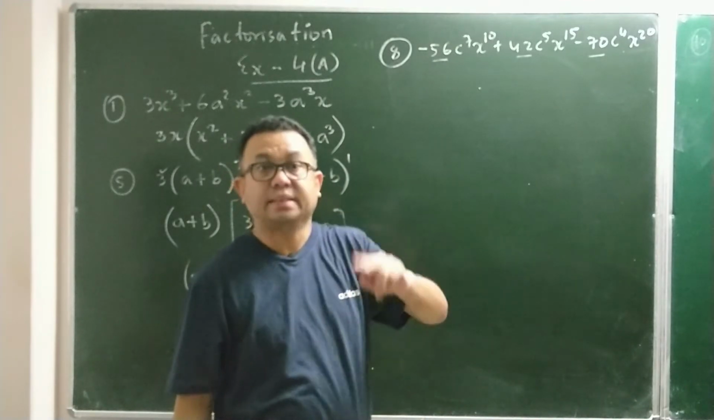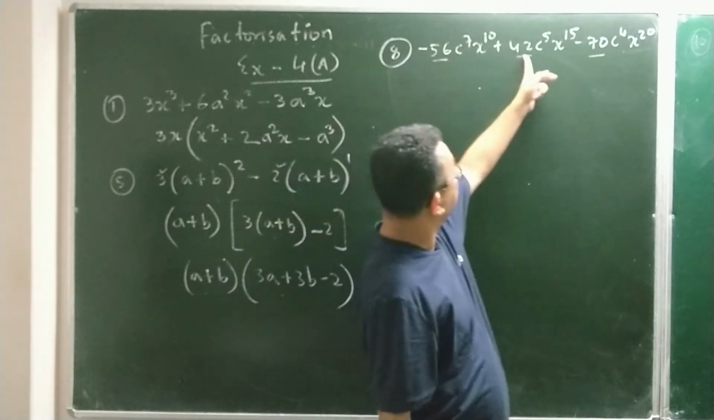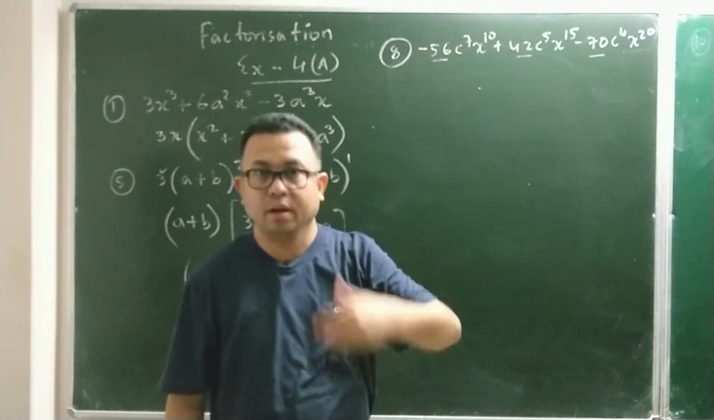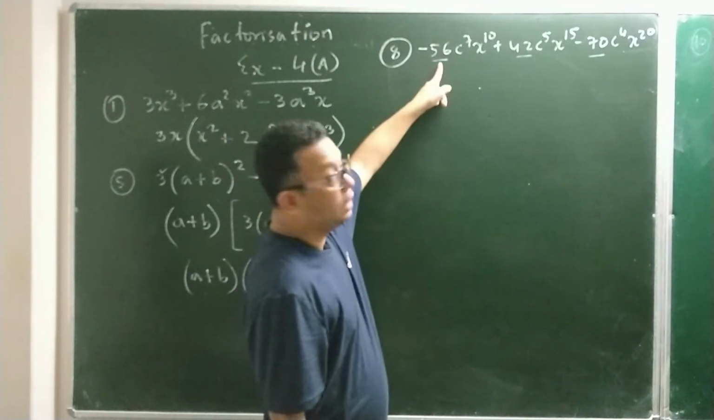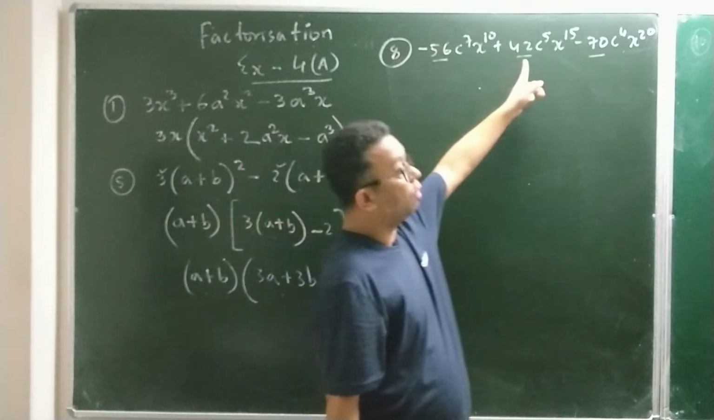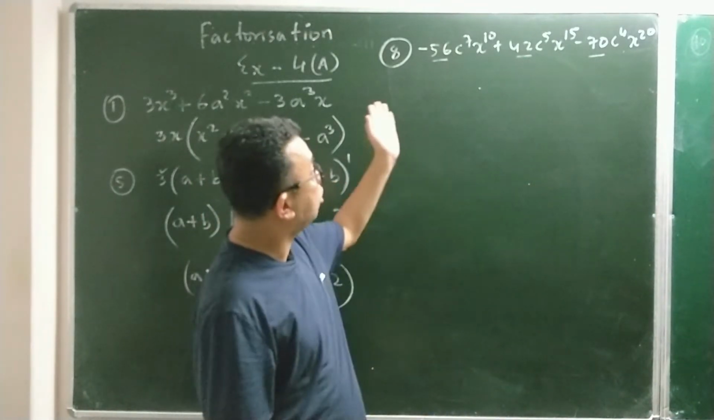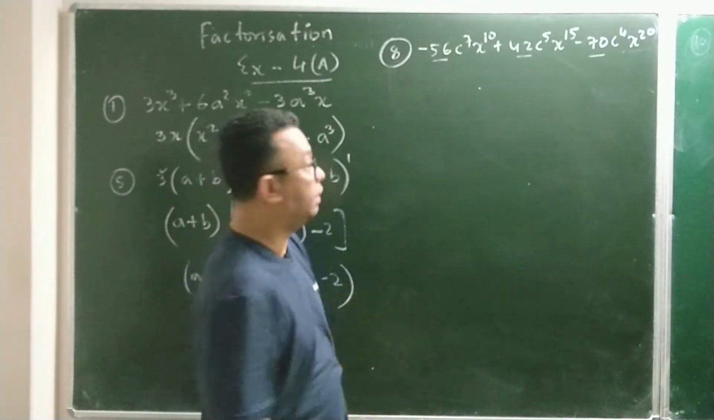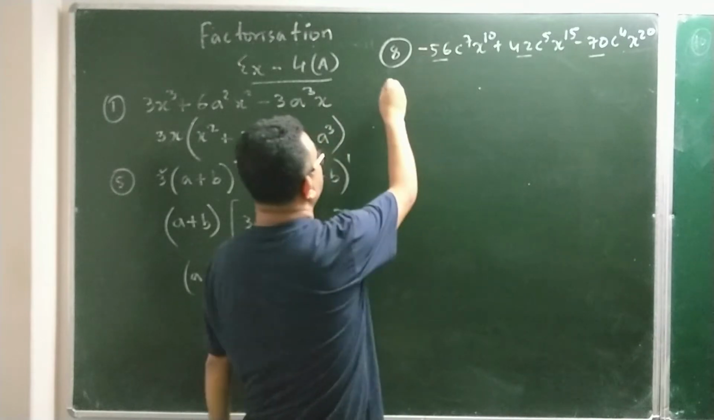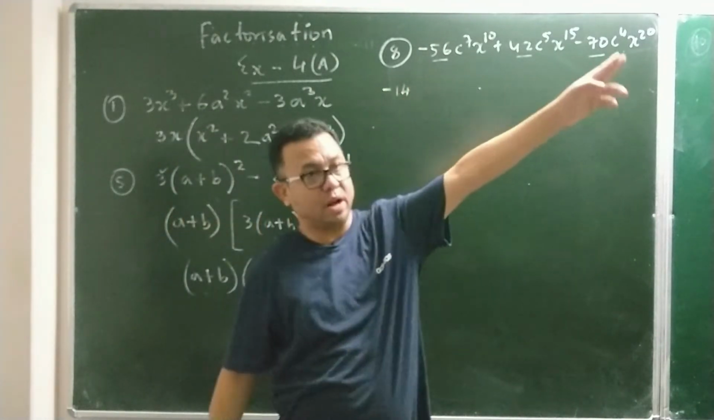But I was talking about HCF, highest common factor. So the highest common factor between 56, 42 and 70 is not 7. In fact, it may be 14, double of 7. 14 into 4 is 56, 14 into 3 is 42 and 14 into 5 is 70. That means the highest common factor between these three is 14. So if you don't want this minus in the beginning, you can take minus 14 common. So 14 is what I have taken first.